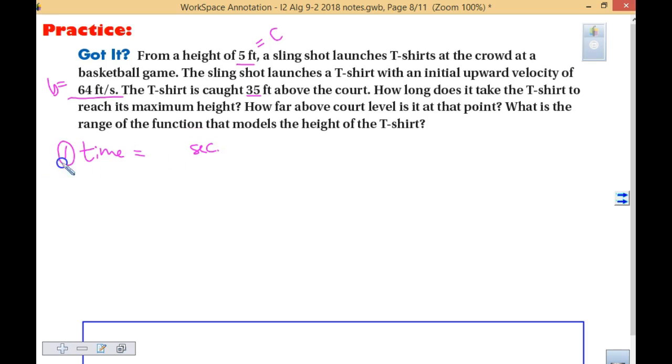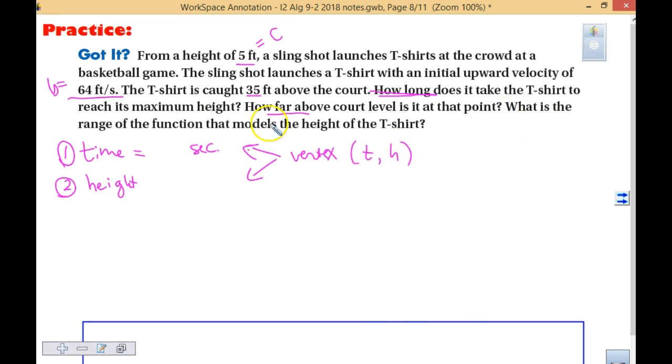That's the first question they're asking you. How long? So when you see that word "how long," that is time. How far above? So the second thing we're looking for is the height. How high up did it go? And again, both of these two things are from our vertex. This is the time, this is the height.